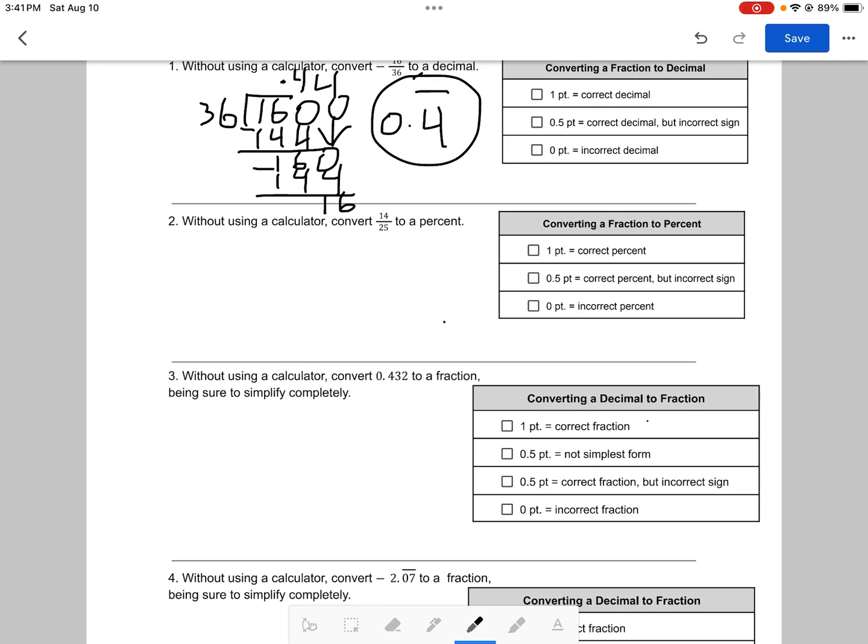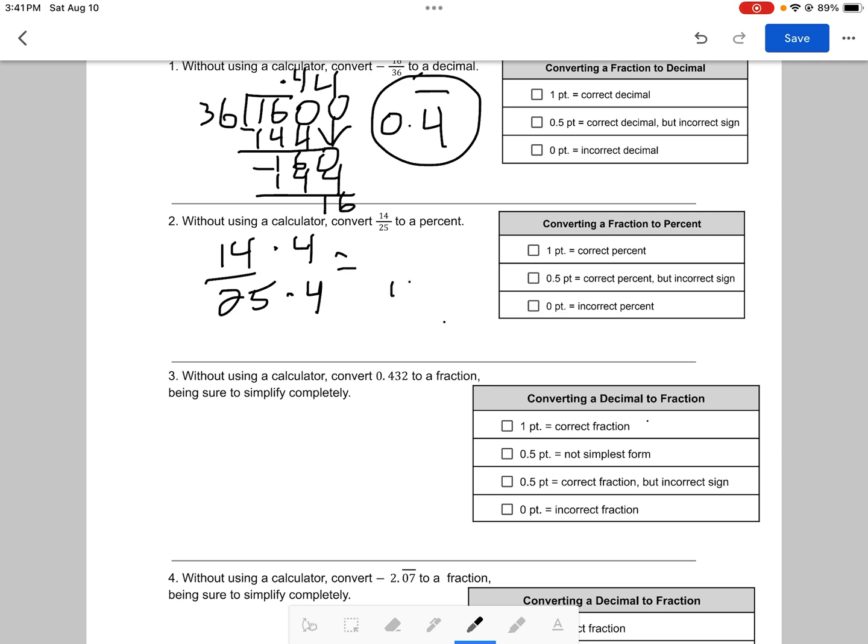Okay? Moving down to number 2, it says without using a calculator, convert 14 over 25 to a percent. Now this isn't too terrible because I know I can multiply 25 by 4 to get 100. Remember that 4 quarters make $1. So I'm going to go ahead and write out my fraction.